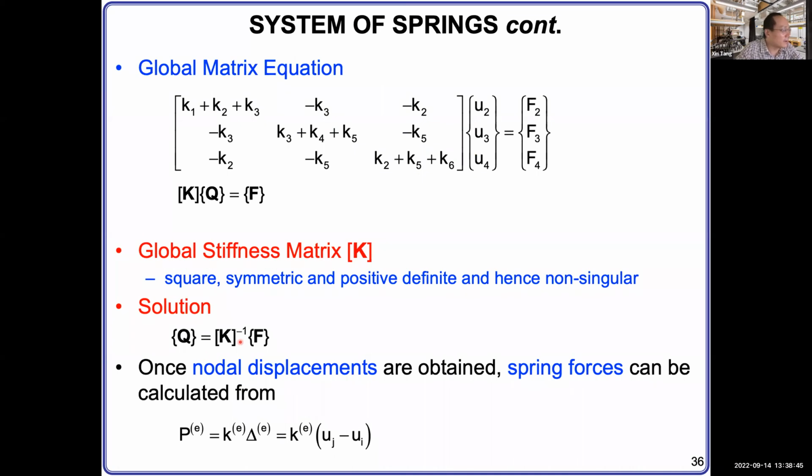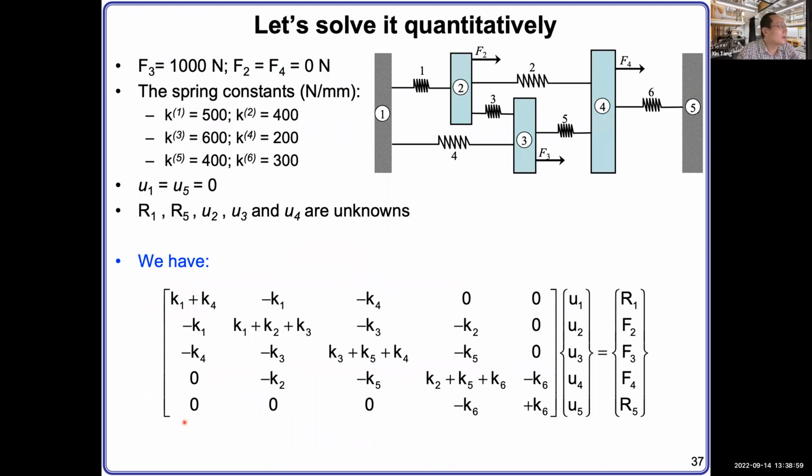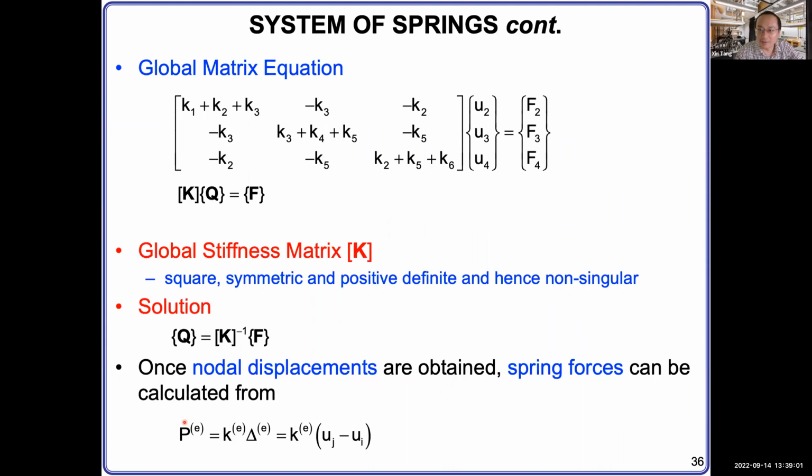As I said, once you calculate all the displacement using this format, you use this displacement to calculate the deformation of the spring, and then combine with the spring constant, you get the force of the spring, right? And then from there, you can check the force equilibrium. Then we get everything, right?